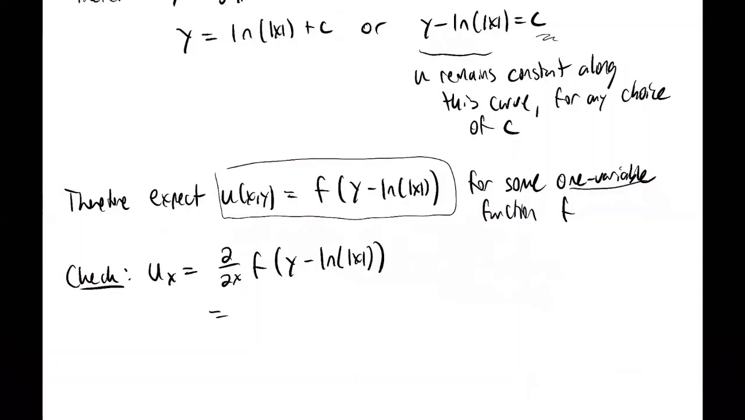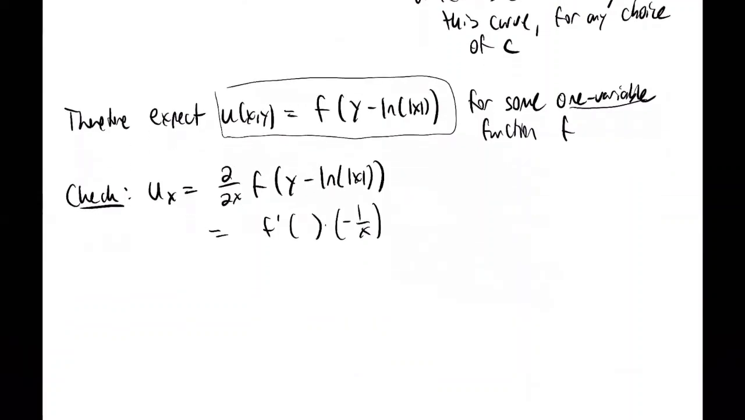And so this is equal to f prime of the quantity I have here times the derivative with respect to x of what's inside. So that's going to be minus 1 over x. Right, because the derivative of natural log is 1 over x, but there's a minus sign. On the other hand, if I take uy, that's going to be the partial derivative with respect to y of f of y minus natural log of x, which is equal to f prime of what's in the parentheses, and then just times 1, right? Because if I use the chain rule and I take the derivative of y with respect to y, I just get 1.